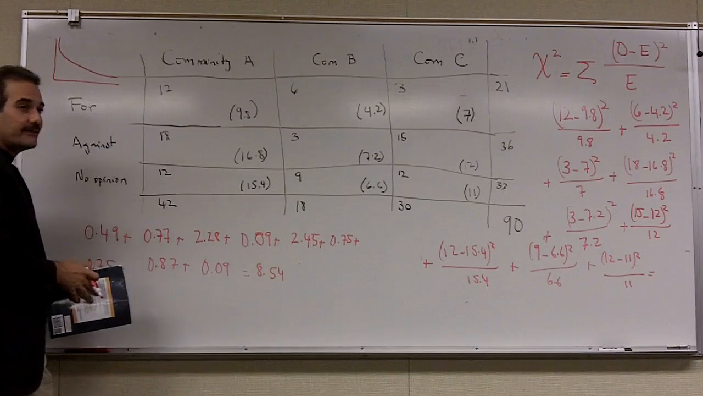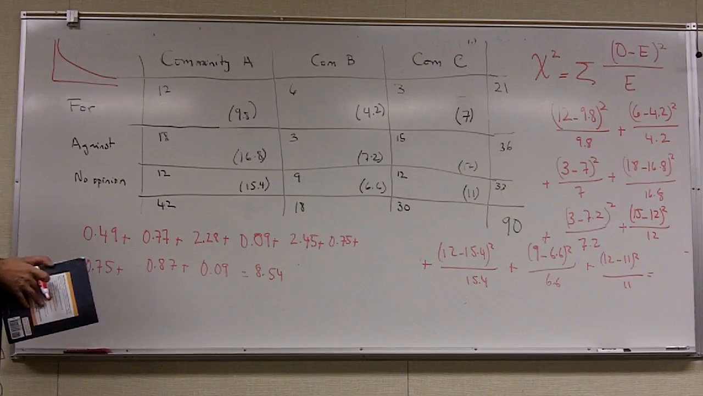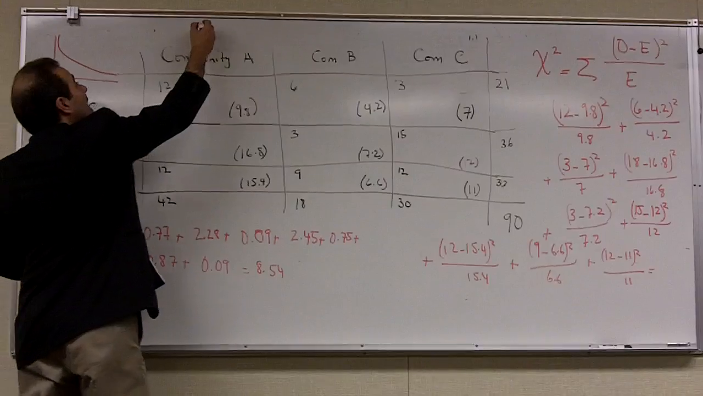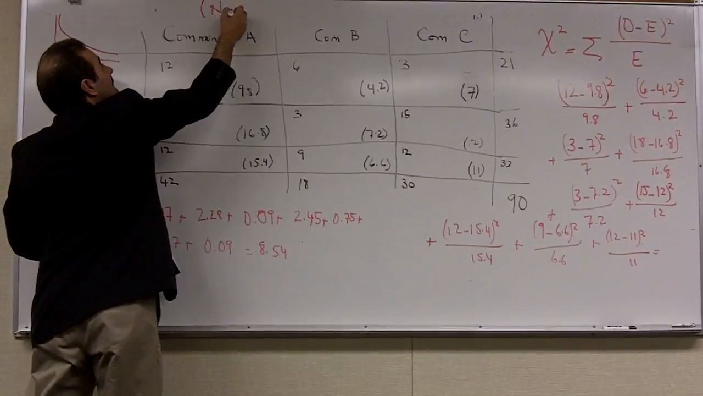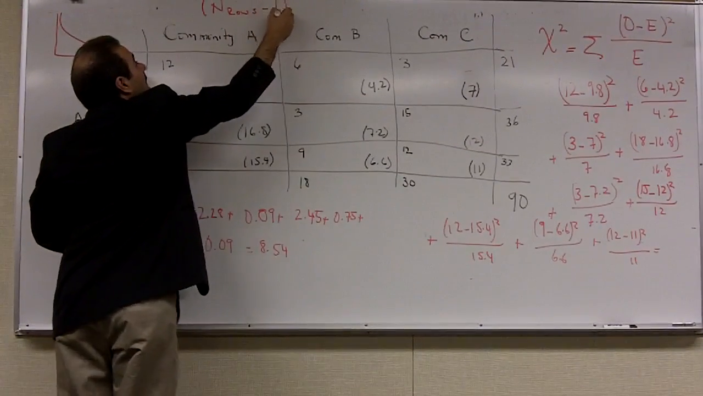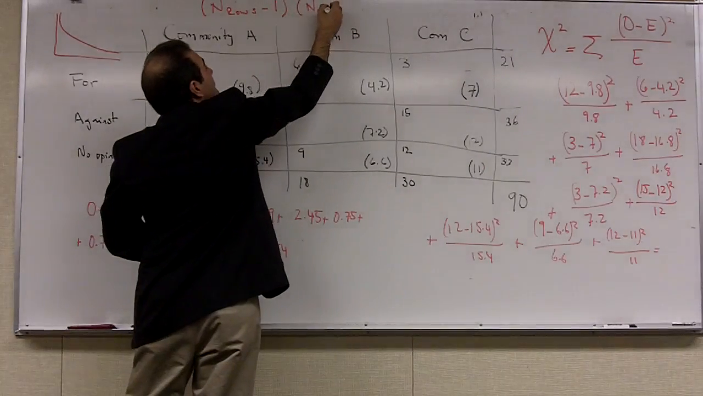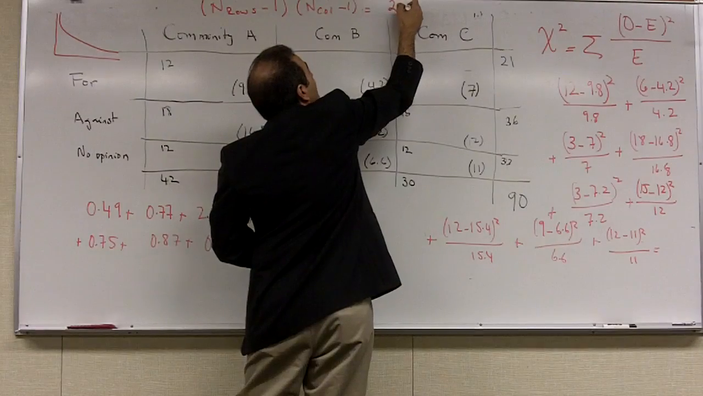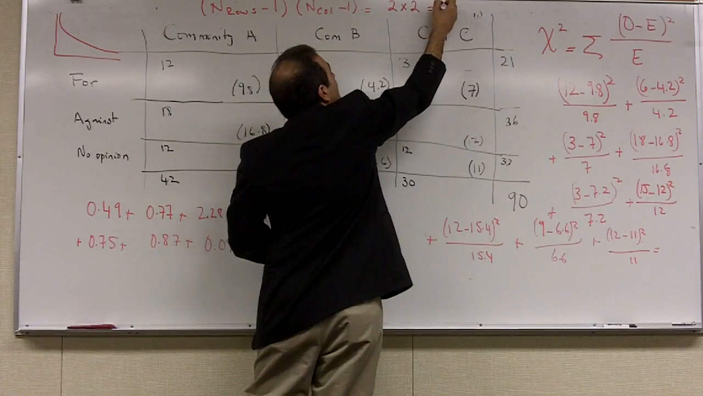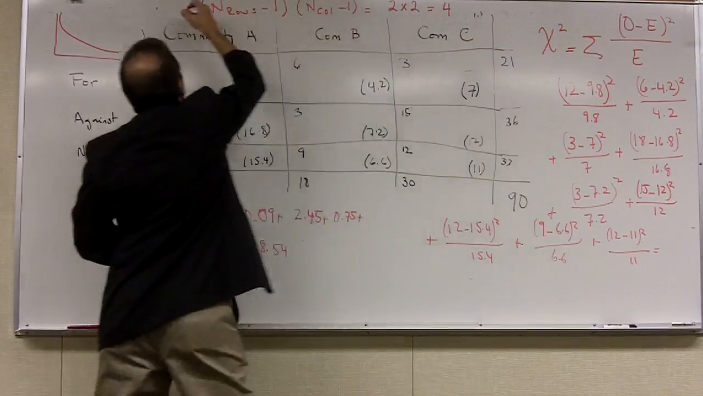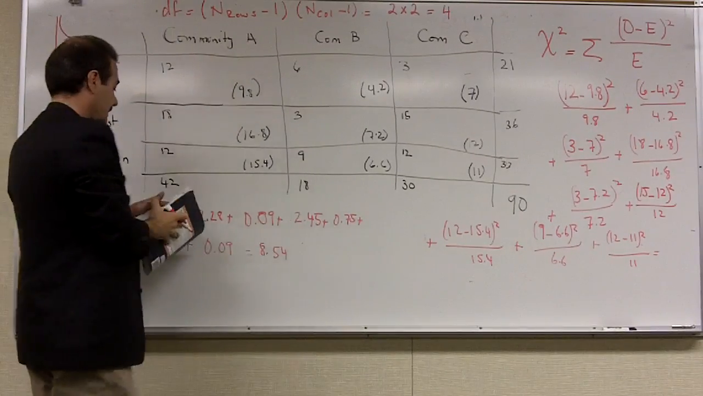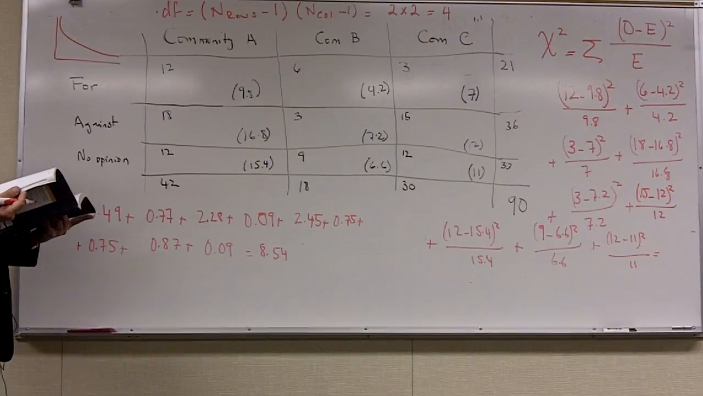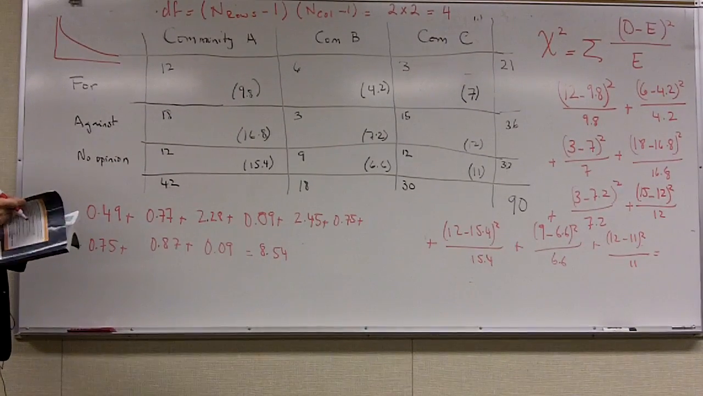How many columns do you have? 3. And how many rows do you have? 3. So it's number of rows minus 1 multiplied by number of columns minus 1. So it is 3 minus 1, which is 2, multiplied by 2, which gives us degrees of freedom of 4. So degrees of freedom equals 4. Okay? Everybody with me? So you just have to memorize that.